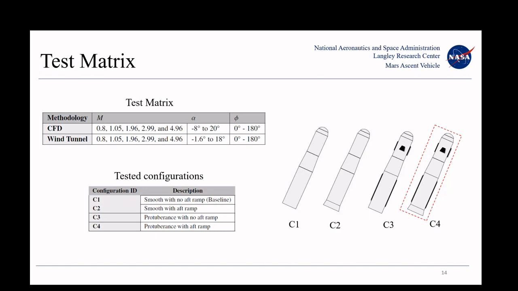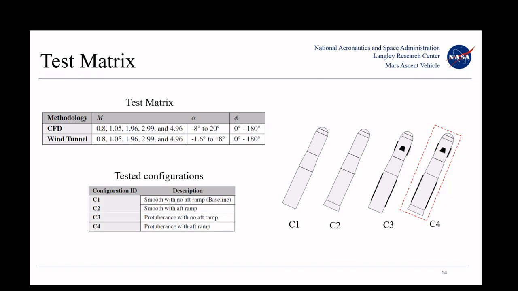Baseline is no ramp, no protuberance. Configuration 2 only has a ramp, no protuberance. Configuration 3, protuberances have been added on the first stage and the second stage, and no ramp in this case. And configuration 4 has everything. And really, configuration 4 is the most representative model for MAV.